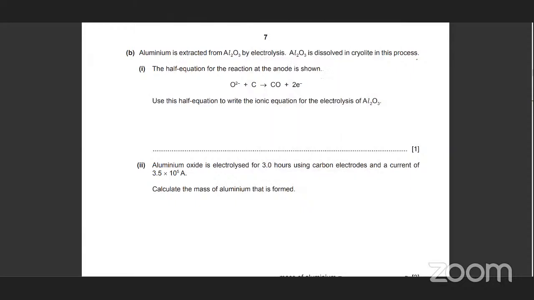First thing is, if you remember, Al2O3 has two ions, Al3+ and O2-. So this is what's happening at the anode. So what would be happening at the cathode? At the cathode you will have Al3+ gaining 3 electrons, and it would be forming aluminium. So that's your equation at the cathode. Now remember, he was asking for the overall equation. How do you write the overall equation?